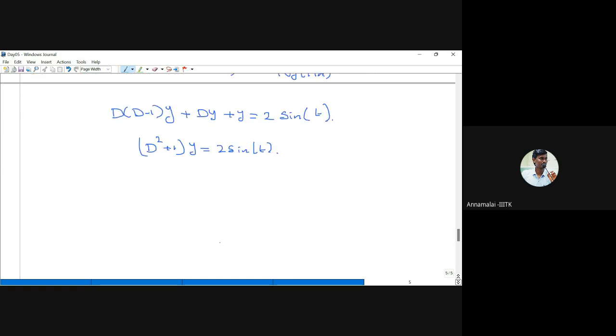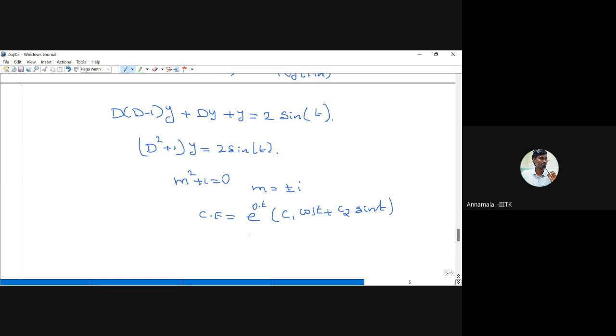So what is the solution? Simply, the auxiliary equation is m squared plus 1 equals 0. Therefore the roots are plus or minus i. It's a complex root. Therefore the complementary function is e power the real part. Here the real part is 0, therefore e power 0 times t, times c1 cos of beta t. Here beta is 1, so cos t, plus c2 times sin t. So this is the solution.